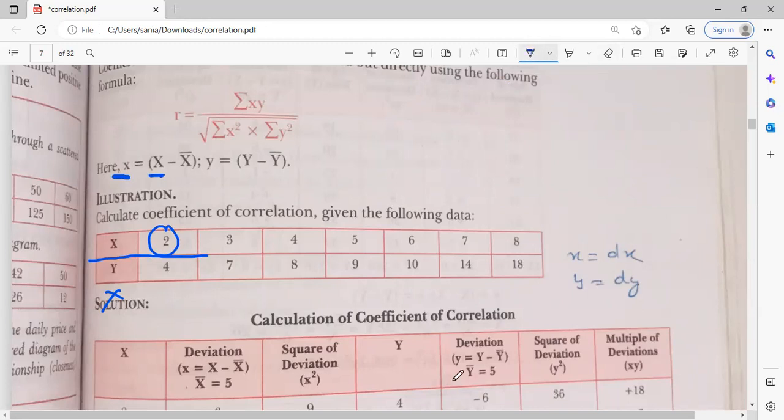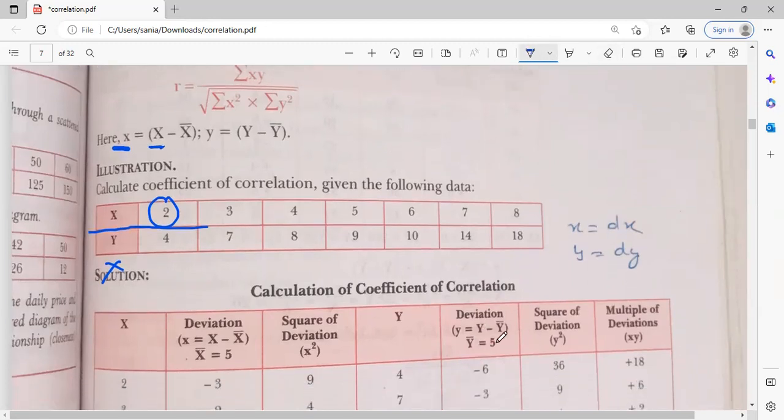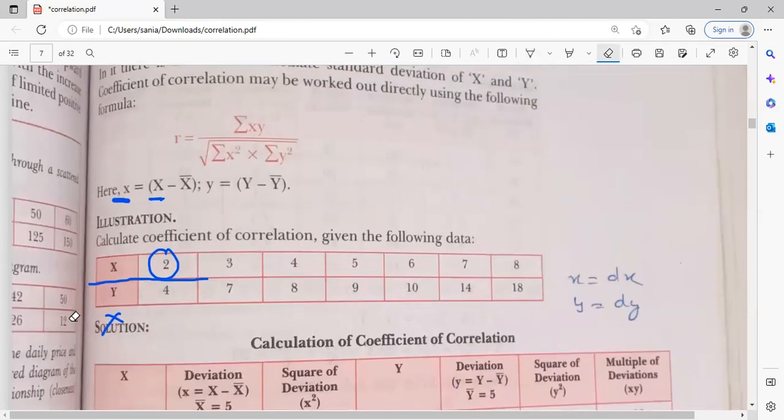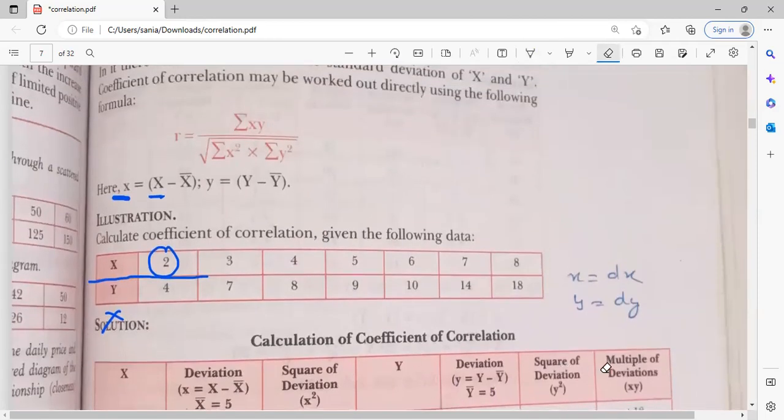Clear? Now over here, just don't believe whether they have just calculated the mean, just check your mean on your own, right? No need to blindly believe this. Clear? So this is the table. I'm showing you the heading only. I hope you know what to do.